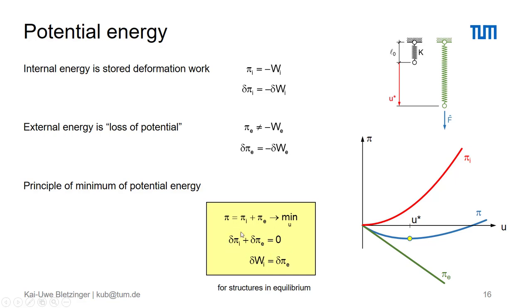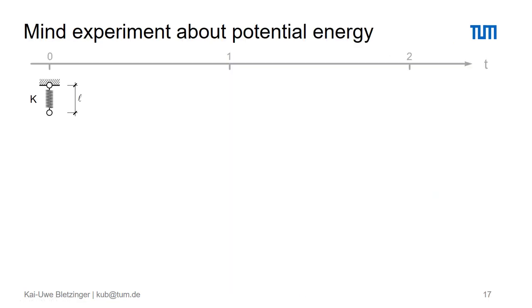And there you see that we have an equivalent expression for the virtual energy if we compare that to the virtual work equation. Let's repeat our mind experiment and let's now look at the potential energy. Again, we have our spring attached to the ceiling and we perform our experiment from state 0 to state 2, which is thought to be the state in equilibrium.